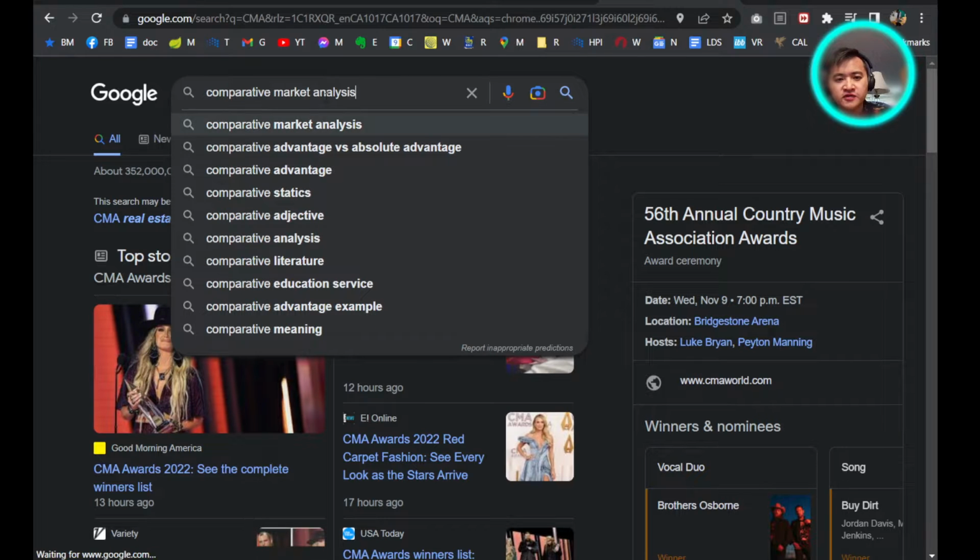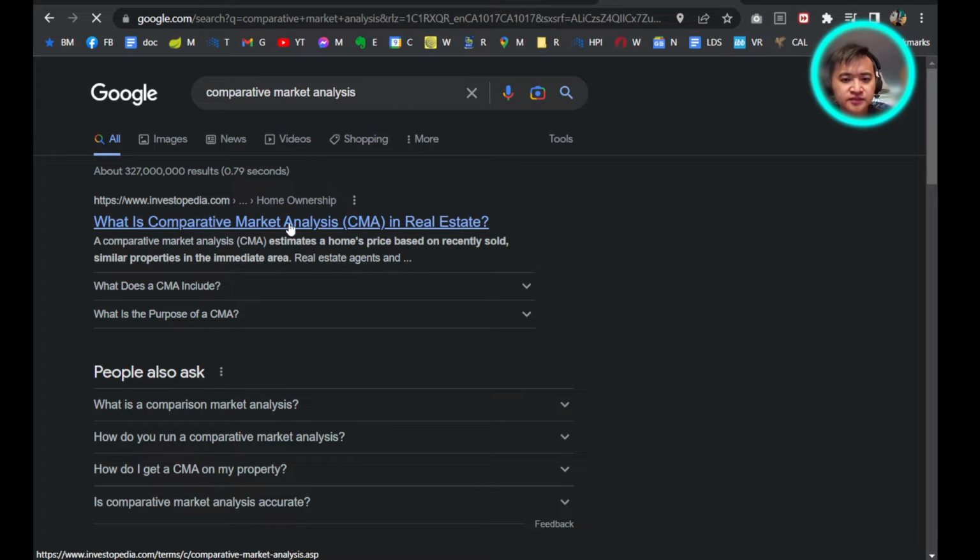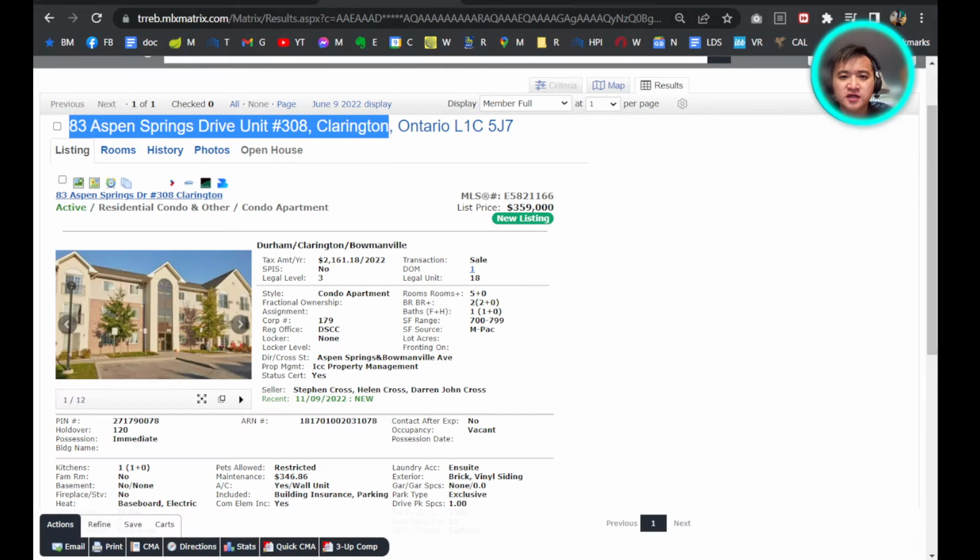I just want to show you what a comparative market analysis is. It's an estimation of a home's price based on recently sold similar properties in the immediate area. Because a home's price is worth only what people are willing to pay for it, right? Same with the value of anything. And the best thing to do is look at sold comparables, not the listed price.